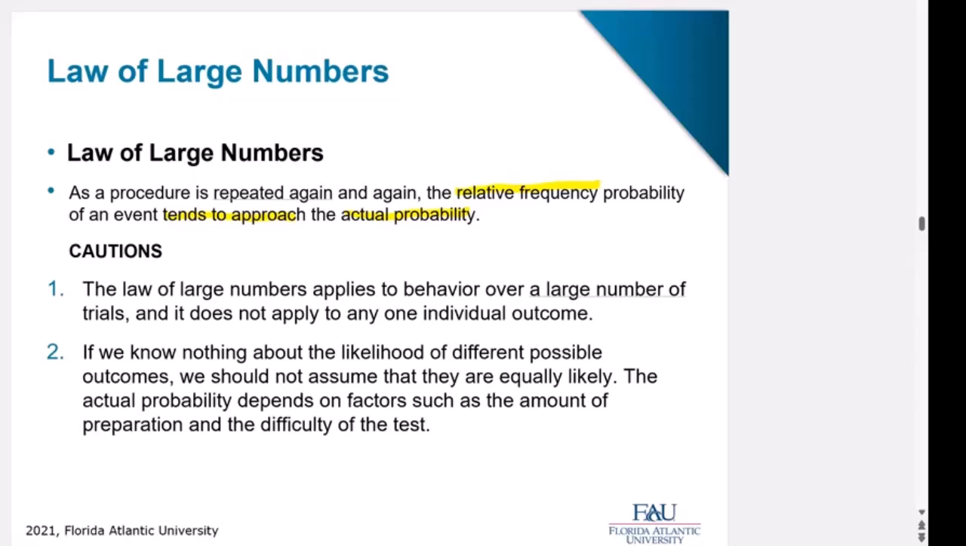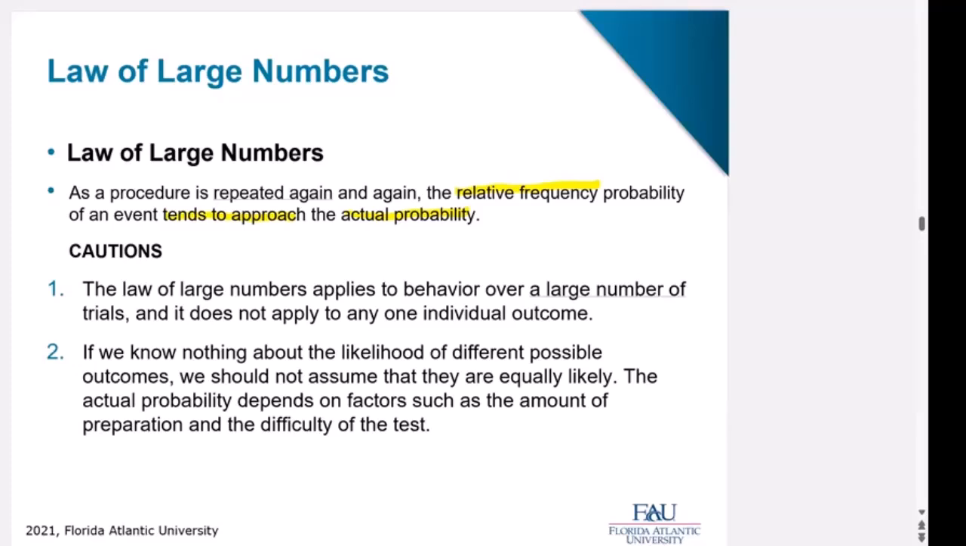Caution: the law of large numbers applies to behaviors over a large number of trials, and it does not apply to any one individual outcome. Just because I flip a coin once, I still have a 50-50 chance of it being a head or a tail. But if I flip it twice, and I flip a head the first time, it's not that I'm going to get a tails the second. It could be a head the second time. That's because we're using small numbers, and when we're using small numbers, probability doesn't really kick in yet.